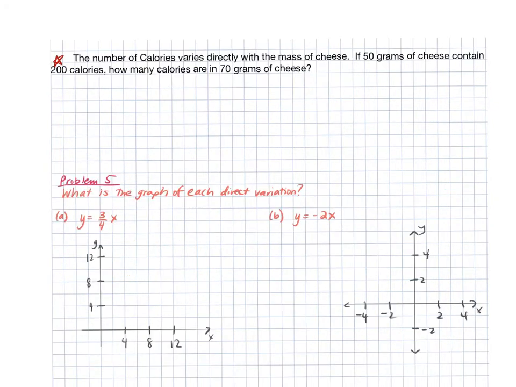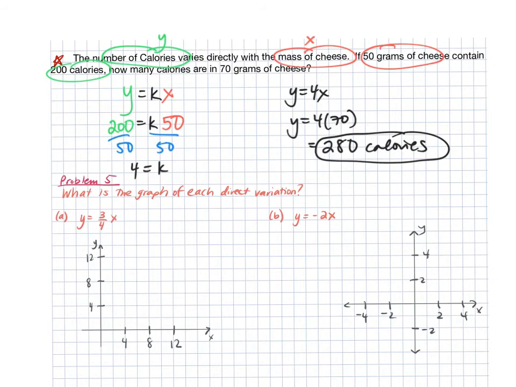Okay. All right, and then here's one for you to try with calories and mass of cheese. So see if you can figure out which one's y, which one's x, make your formula, and then plug your number in and see if you can answer the question. Press pause and then check back for the solution. Okay, hopefully you got 280 calories. Right, the number of calories varies directly with mass of cheese, so calories is y, mass of cheese is x, and you can set up that. You find k is 4, and then 280 calories.